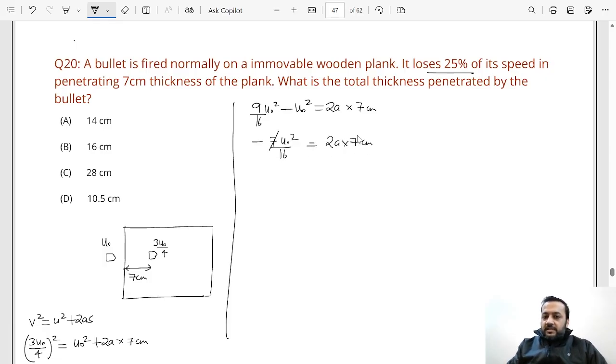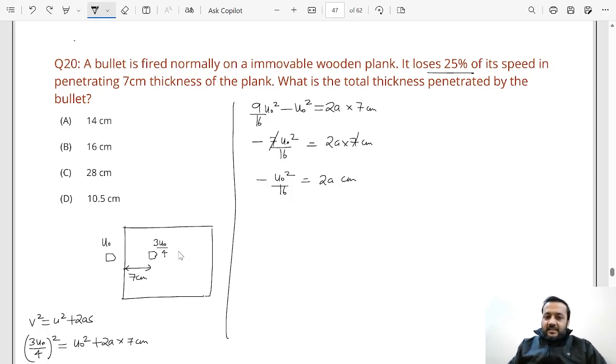Okay, so 7 and 7 will get cancelled. That means minus u naught square by 16 will be 2a centimeters basically. Now look, here you can understand that the value of a is negative because it is retarding. Basically acceleration is in the leftward direction, which is why this a is negative.